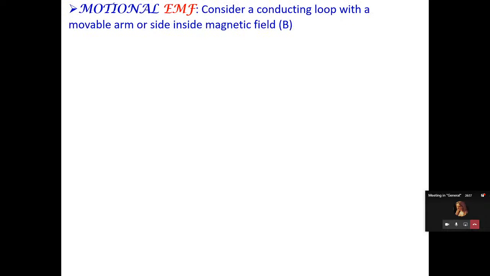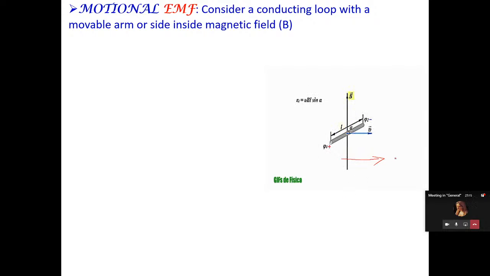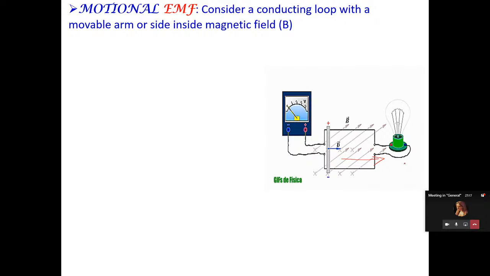Now you see this next slide, motional EMF. You may be remembering motional EMF when a conductor is moving in a magnetic field. See this one, a conductor moving in a magnetic field with a velocity v. Then an EMF is induced between the ends of the conductor, that is called motional EMF. Here we have a conducting loop with a movable arm or side inside a magnetic field. So this is a conductor which is moving in a magnetic field.